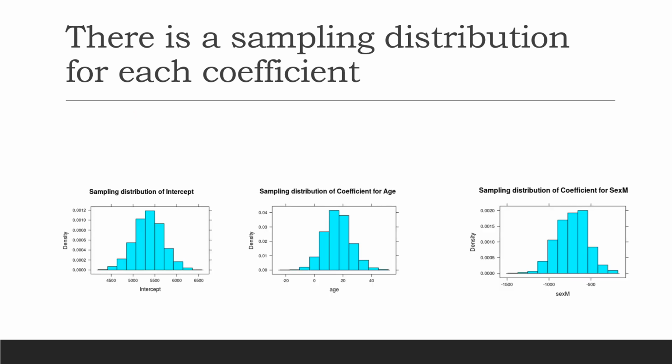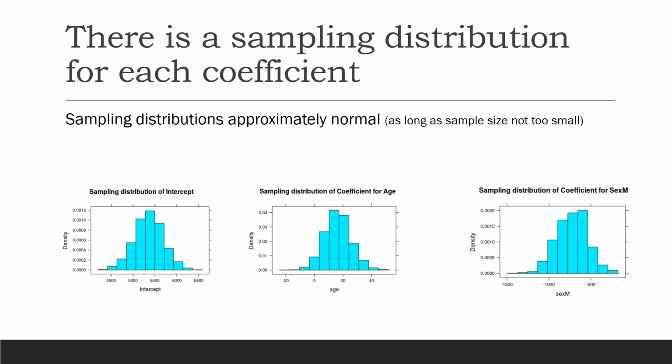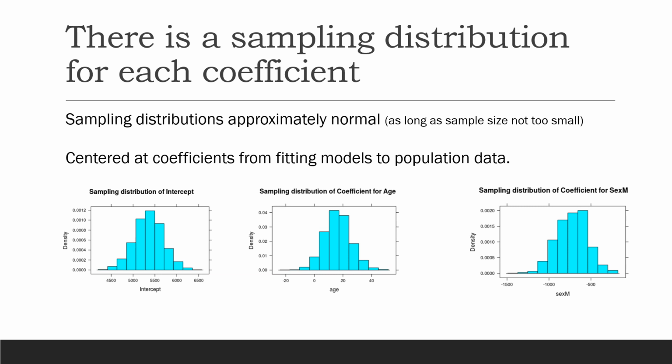So these sampling distributions have common characteristics. One is that they're approximately normal as long as the sample size isn't too small. And the other is that they are centered near the coefficients from fitting the model to the population data.